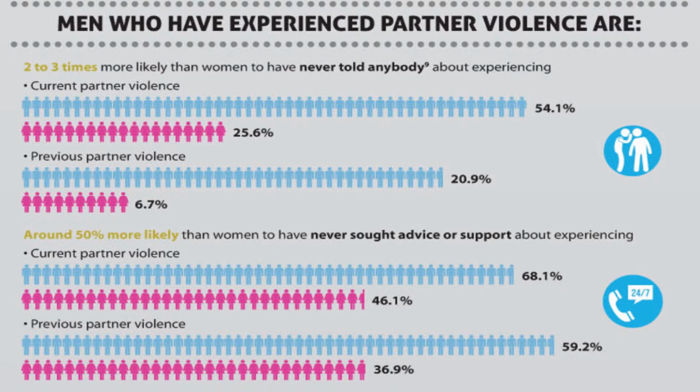Since the age of 15, men were 2 to 3 times more likely than women to have never told anybody about experiencing partner violence, around 50% more likely than women to have never sought advice or support about experiencing partner violence, almost 20% more likely than women to have not contacted police about experiencing partner violence, and less than half as likely as women to have had a restraining order issued against the perpetrator of previous partner violence.